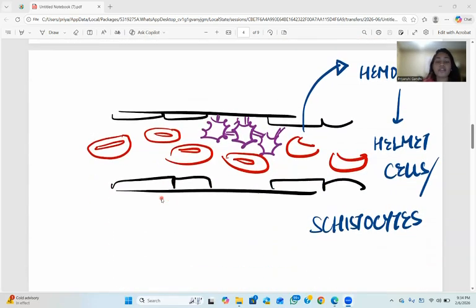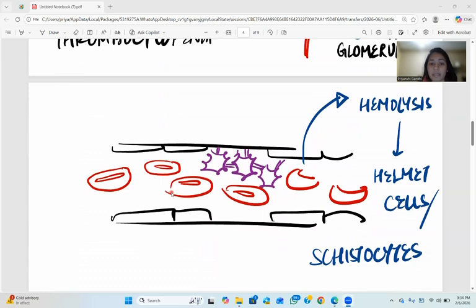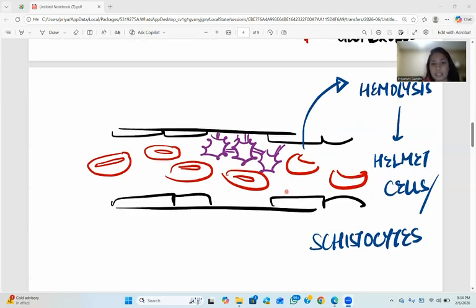The third component of HUS is the hemolytic anemia. This platelet plug causes occlusion of the small blood vessels, and when the blood passes through, the RBCs are sheared. And this shearing causes the formation of helmet cells or the schistocytes. This also causes hemolysis and hence the hemolytic anemia.